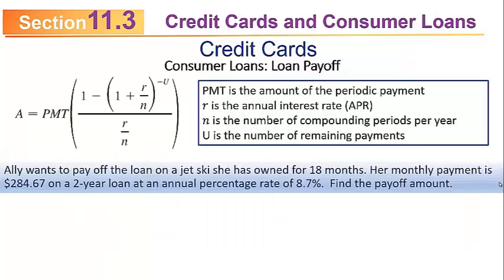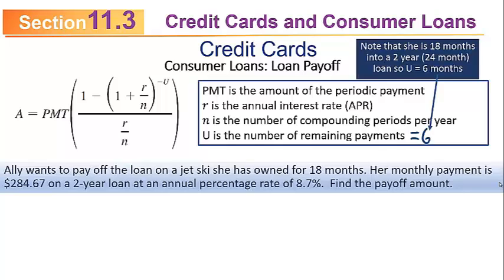So let's do an example. Suppose Allie wants to pay off the loan on a jet ski she has owned for 18 months. Her monthly payment is $284.67 on a 2-year loan at an annual percentage rate of 8.7%. Find the payoff amount. So we're going to use this formula that we have on the screen.